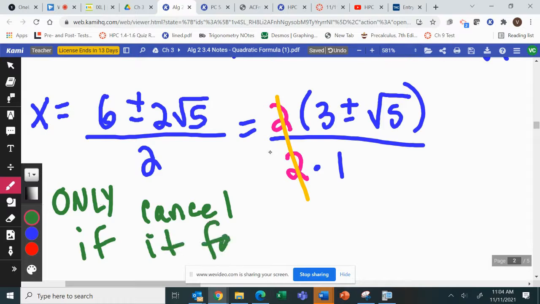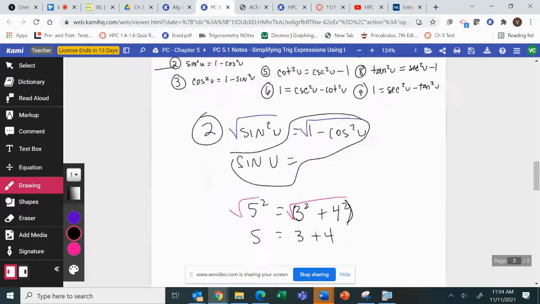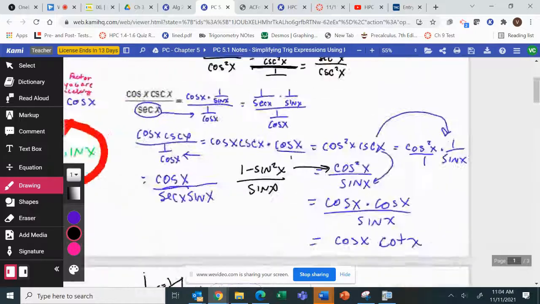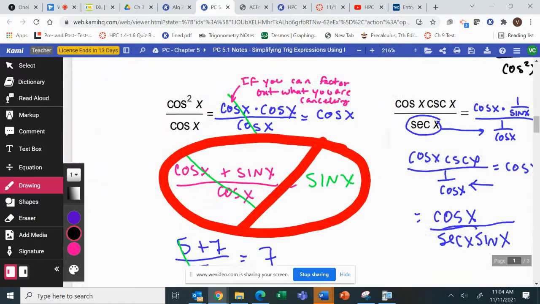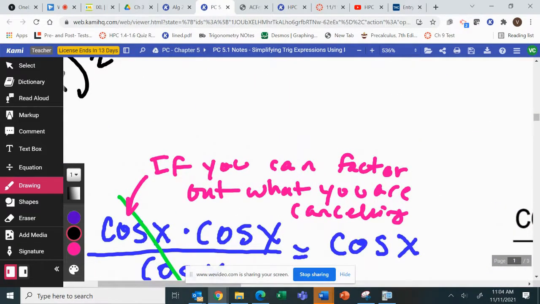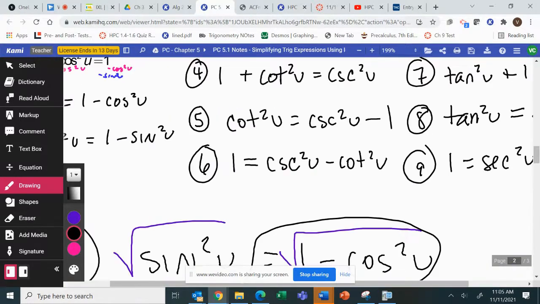Today in my pre-calculus class, they're doing stuff that looks like this. Yeah, that's my pre-calculus class. And guess what? I had the exact same conversation with them. You can only cancel if you're factoring. If you take pre-calc.